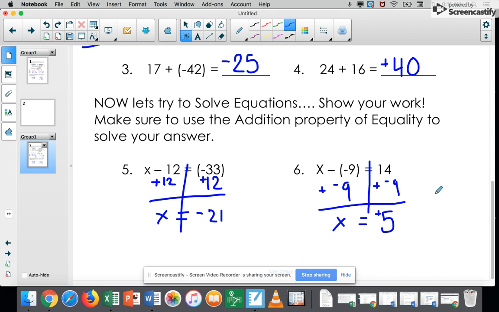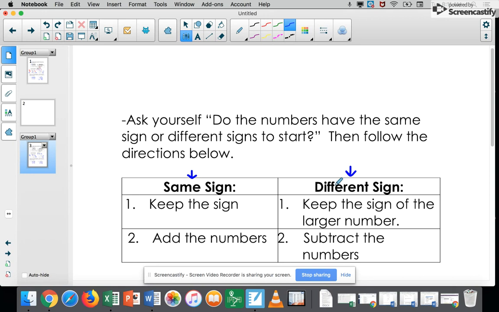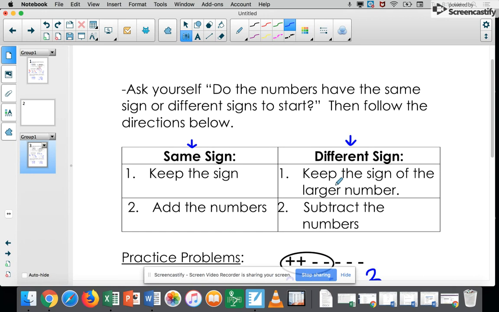All right, guys, so that is adding in a nutshell. Go ahead, review, rewind, pause, whatever you need to do. Come check in with me and watch the video of how to add integers using a nice little song to Row, Row, Row Your Boat. All right, see you later.